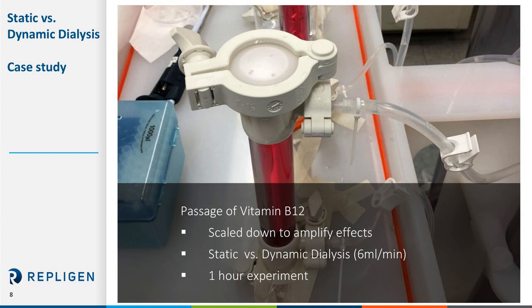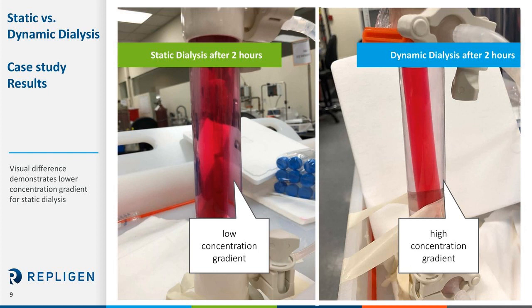We compared static dialysis to dynamic dialysis at a flow rate of 6 mLs per minute. It was a 1-hour experiment. We were just looking at the initial passage of vitamin B12. It should be noted that in static dialysis, you usually don't do your first buffer change until 4 hours. So you can see after our experiment, we have here on the left, static dialysis after 2 hours, and here on the right, dynamic dialysis after 2 hours.